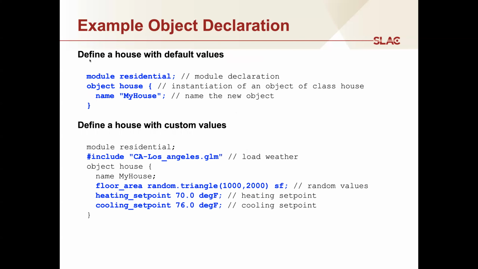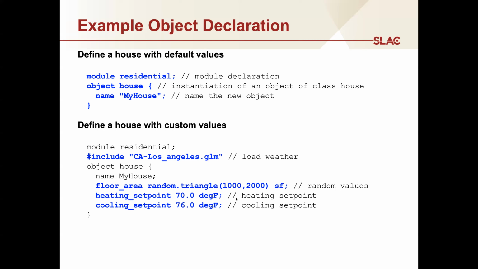All right, so here's a simple example of defining a house where we accept essentially all the default values that Gridlab-d will generate. So in this case, we declare the residential module, and then we declare that we want to create a house, and we give it a name. And that's sort of the minimum. In fact, you don't even have to give it a name. If you don't give it a name, Gridlab-d will automatically give it a name that follows a convention of basically class, colon, and then a number that represents the object's ID number. But this is the minimum definition really that is necessary.